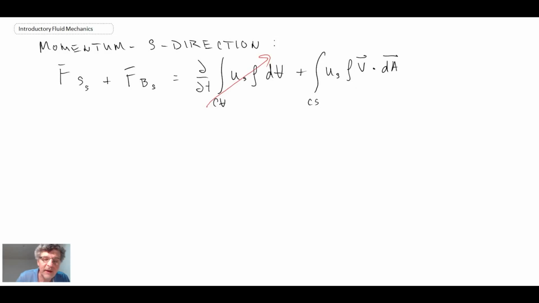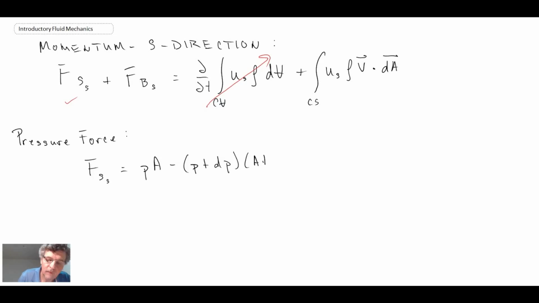So let's begin with the first term here on the left-hand side. We'll begin with the pressure force. So let's take a look at that. Okay, so let's do some explaining here. First of all, the first term here, this is the left-hand face of our little chunk of fluid.